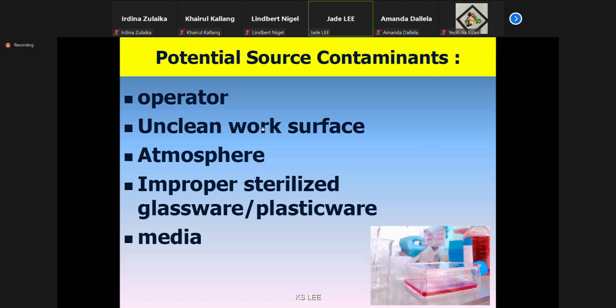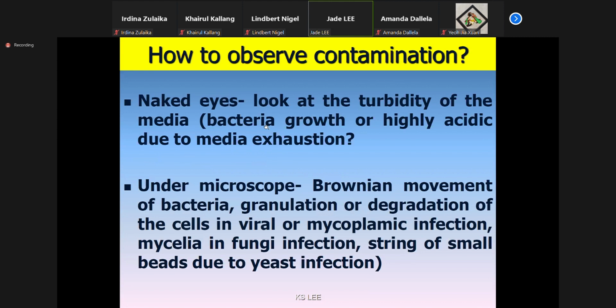All right. So how to observe contaminations in a tissue culture? You can use your naked eye. Look at the turbidity of the media, so the bacterial growth or the highly acidic due to the media exhaustion. For example, before you use it, your media should be clear. It shouldn't be turbid, right? Because if it is turbid, that means something grows in it. So you are not supposed to grow your cell line if your media is already turbid before you culture your cell line. Does it make sense?